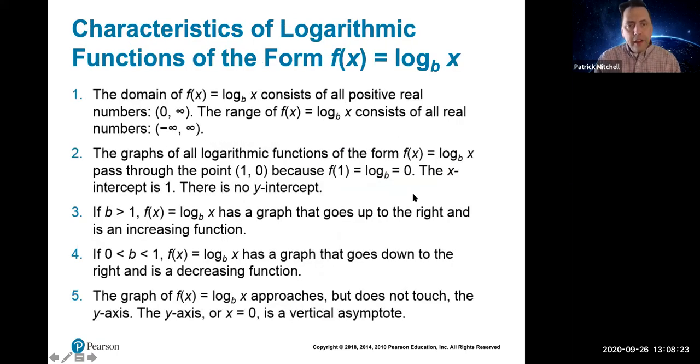Okay, and then finally, number 5, the graph of f of x equals log base b of x approaches but does not touch the y-axis, which means the y-axis, aka x equals 0, is a vertical asymptote. Logarithmic functions have a vertical asymptote.